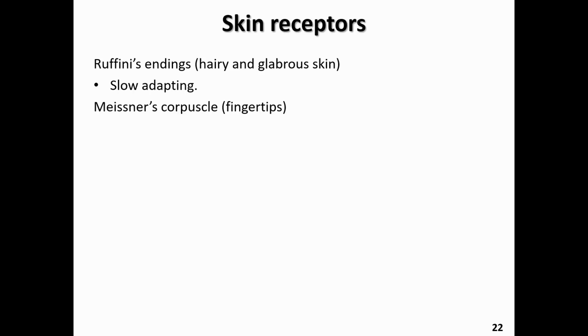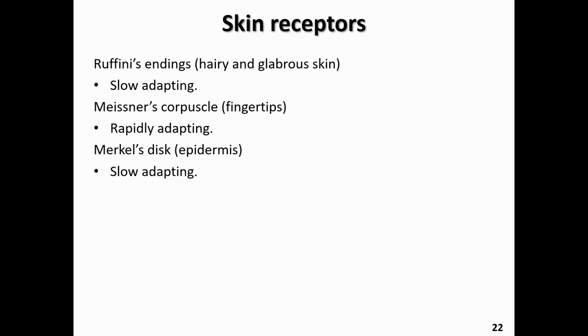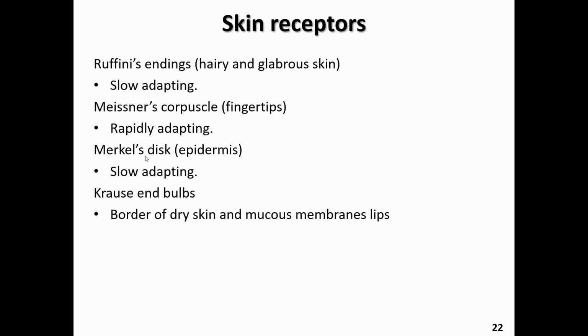Meissner's corpuscles are uniquely found within the fingertips and tend to be fast or rapidly adapting as well. So, with a sustained stimulus, these corpuscles will cease the generation of action potentials. Merkel's discs are found within the epidermal layer and tend to be slow adapting mechanoreceptors. Krause's end bulbs are a unique type of sensory receptor that is found at the border of dry skin and within mucous membranes around the lips.